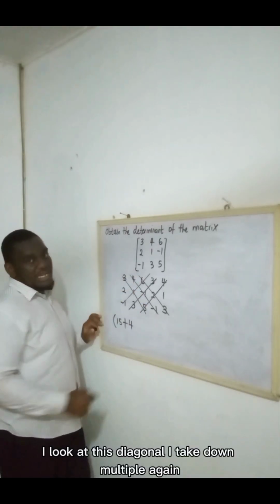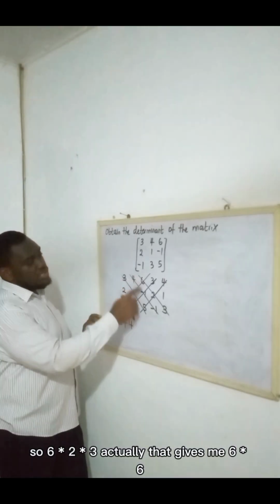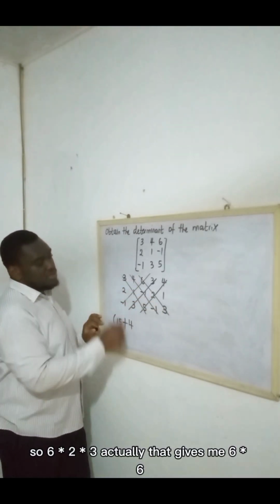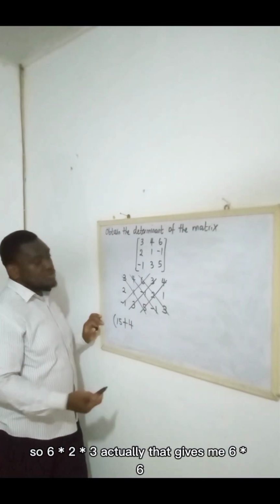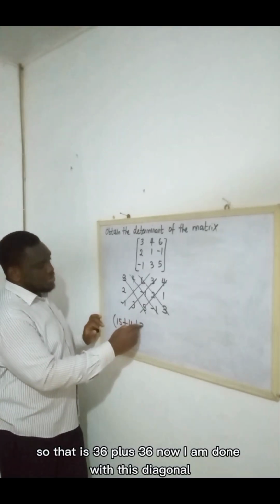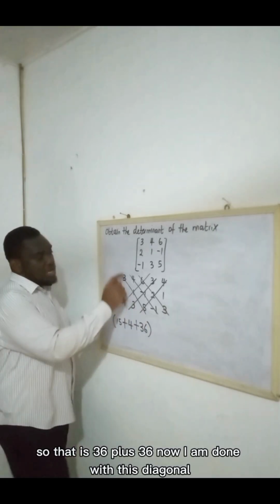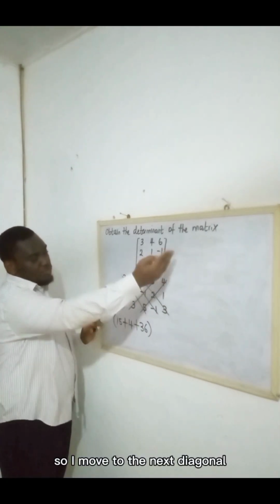I look at this diagonal, I take the product again. So 6 times 2 times 3, actually that gives me 6 times 6. So that is 36. Now I am done with this diagonal. So I move to the next diagonal.